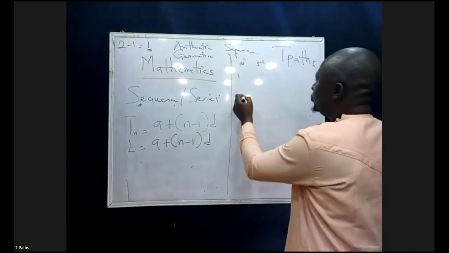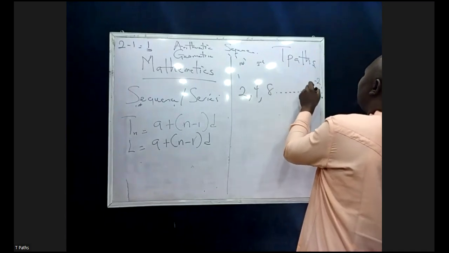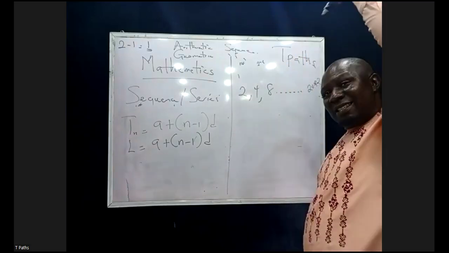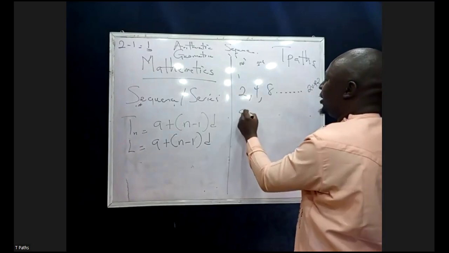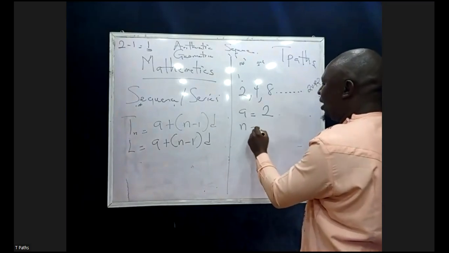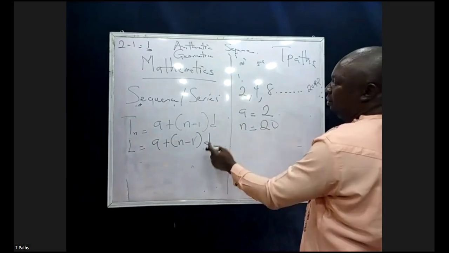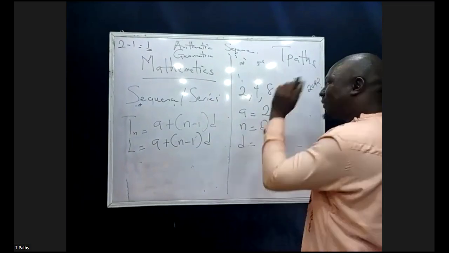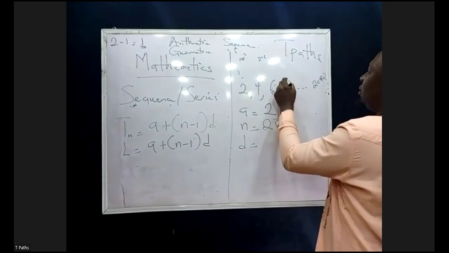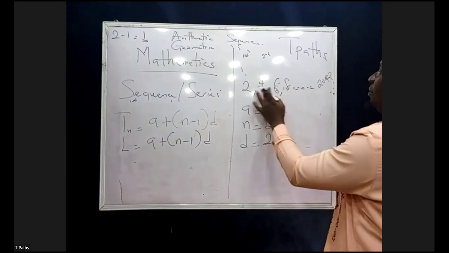You have 2, 4, 6, and you're told to get the 20th term. Which means that when you continue like that, when you get to the 20th position, what you just need to do: your A, your A is what? Is 2, the first term. What is your n? Your n is the number of terms, which is 20. And what is your D? Your D is the common difference, which I have told you. 4 minus 2, 6, 8, and so on. Therefore, 4 minus 2 is 2, or 6 minus 4, which is 2.